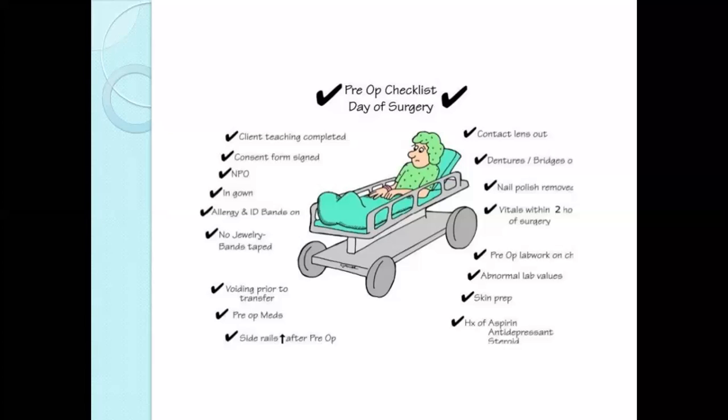Then no jewelry, band, tape, voiding prior to the transfer of the patient, pre-operative medication, side rails after the pre-operative. Whatever the patient is sitting on is also called a trolley. With the help of this trolley, we transfer the patient from one ward to another, or from one area to another. This trolley also has side rails. Those side rails help in prevention of any fall of the patient.